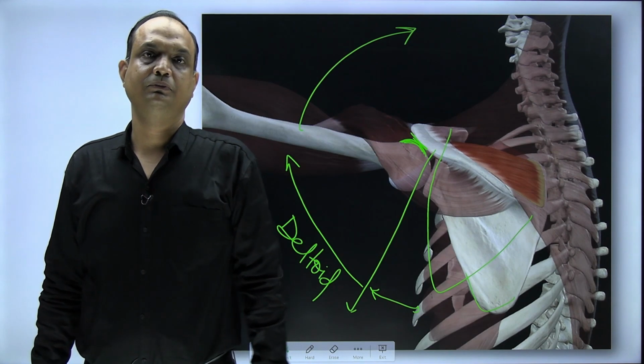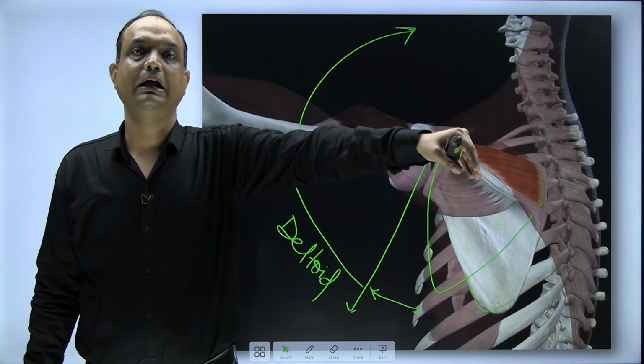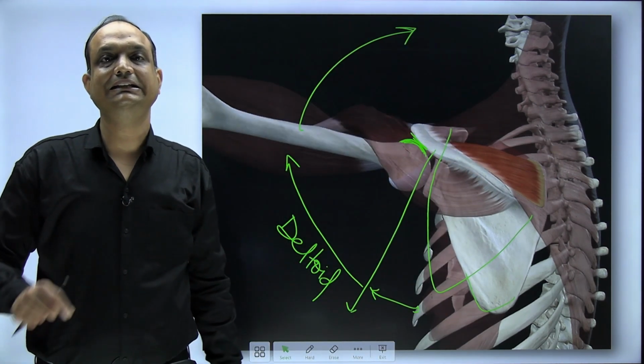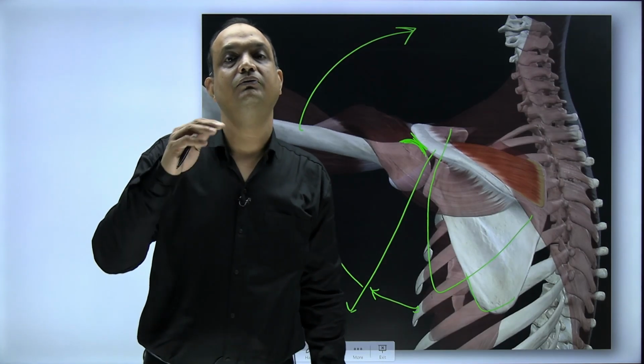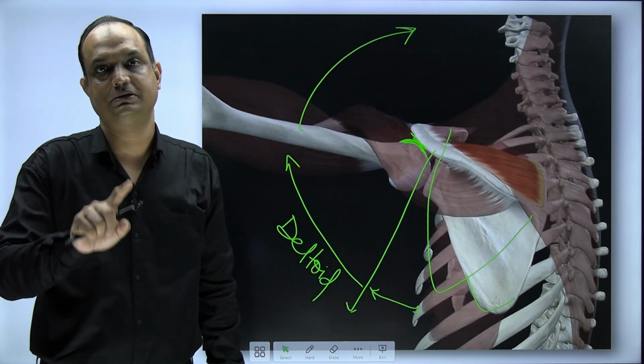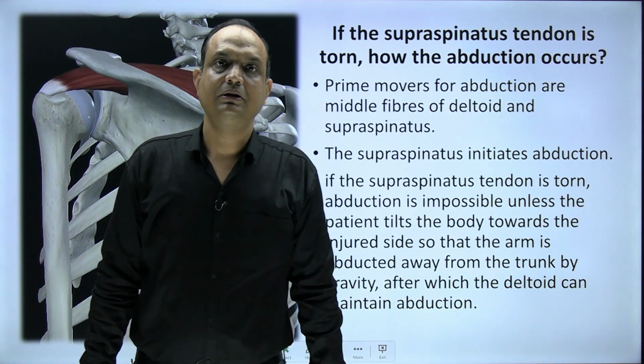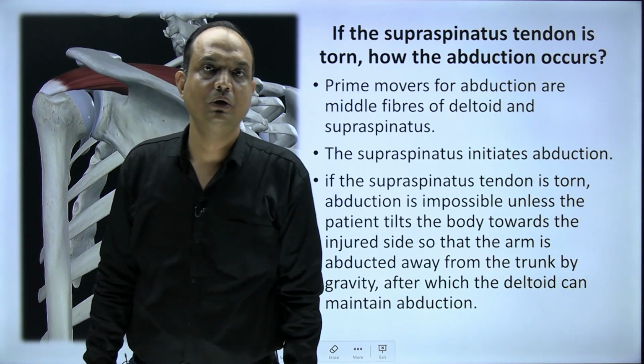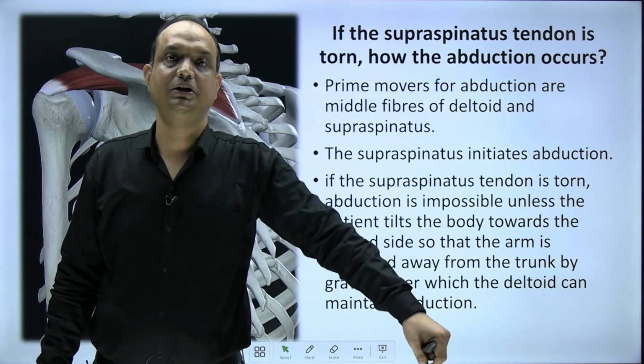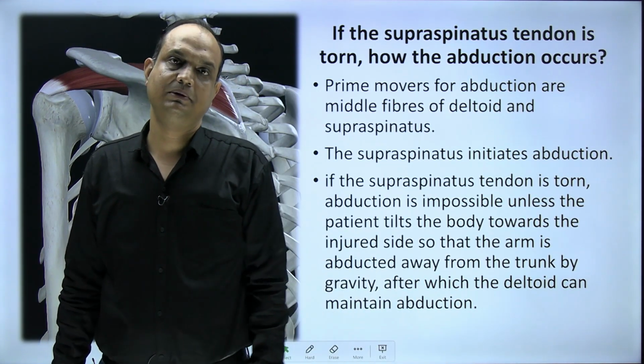So what are the muscles for the abduction? Initially you have the supraspinatus, then the deltoid, and above this the serratus anterior and trapezius, which move the scapula, not the humerus. Now there is one more question related to abduction: I told you the supraspinatus is an initiator or prime mover for the abduction.